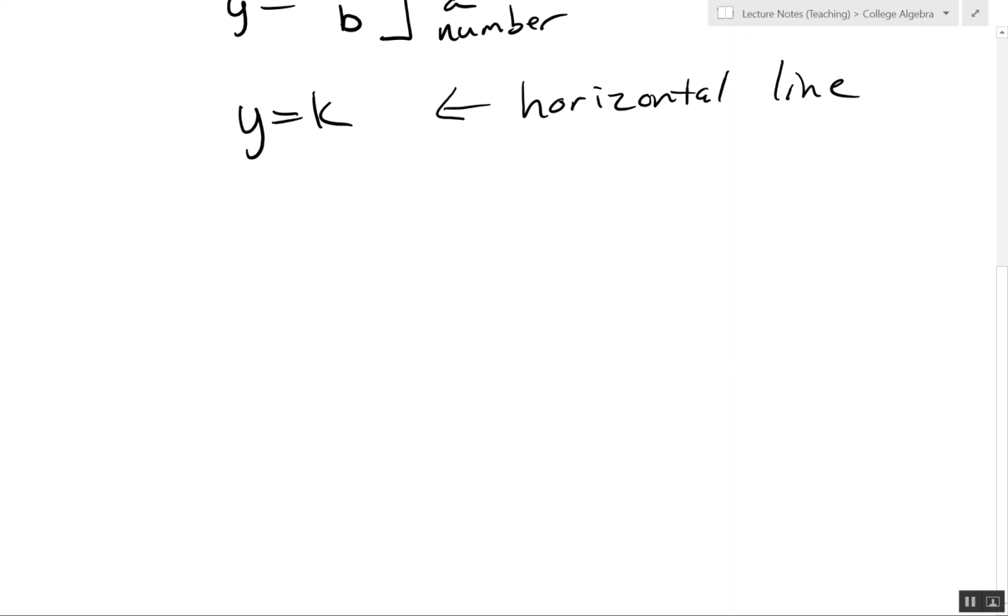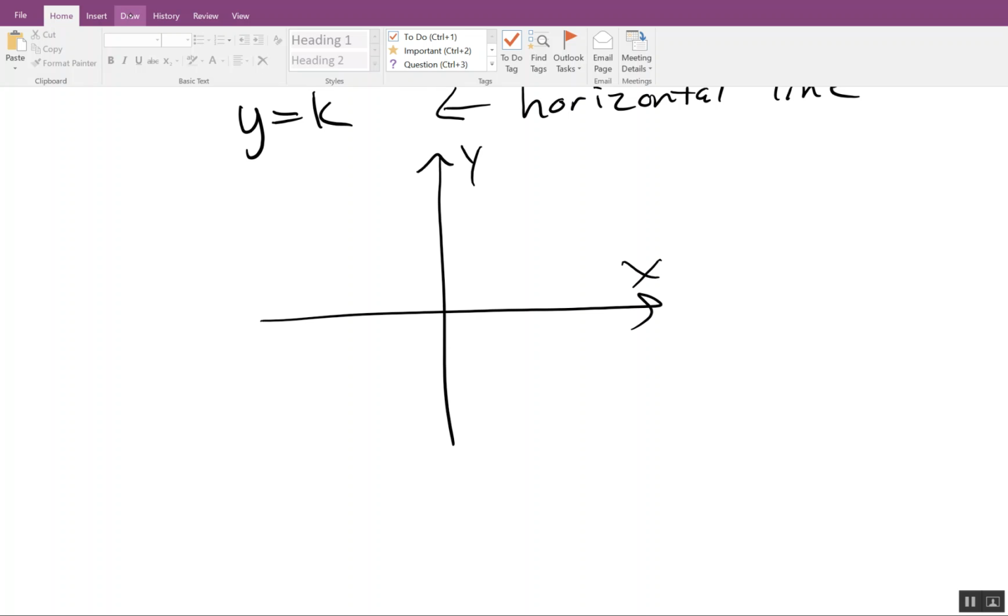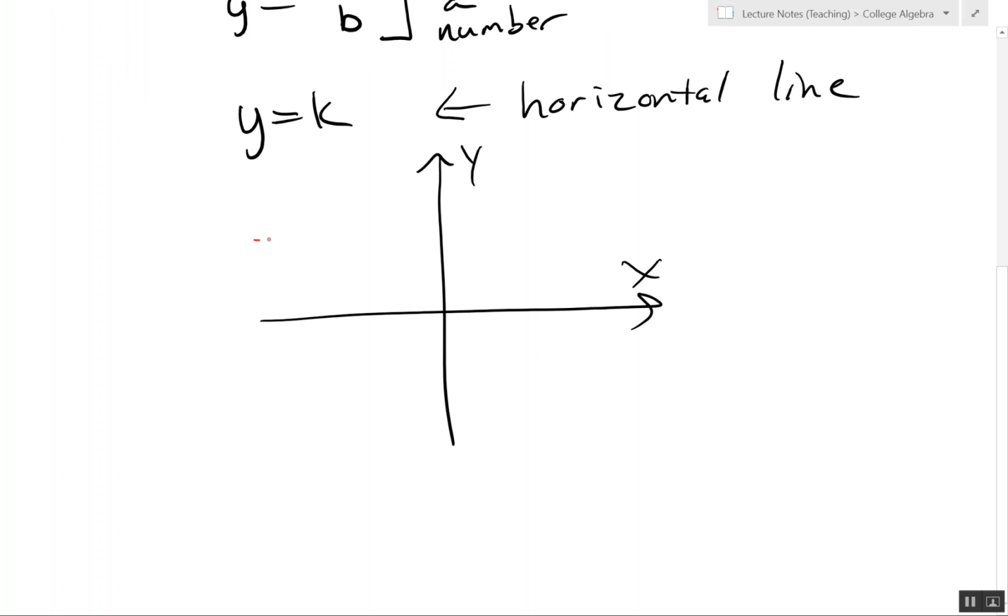So if I draw this on a graph, here is the x-axis, here is the y-axis, a line of the form y equals k looks like this, for example. It's just a horizontal line. I'm going to tell you a trick about horizontal lines. You know it's y equals k because it will cut through the y-axis at k.